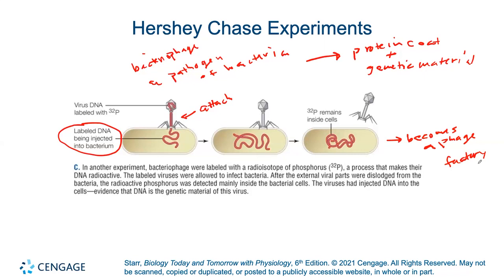So that didn't happen in the case of the S35 labeled phage. They did not carry that radioactive signal into the next generation of phage, and it was not present in the bacterial cells after attachment and injection of the DNA. Okay, so that meant that DNA had to be the candidate. So DNA is the genetic material.